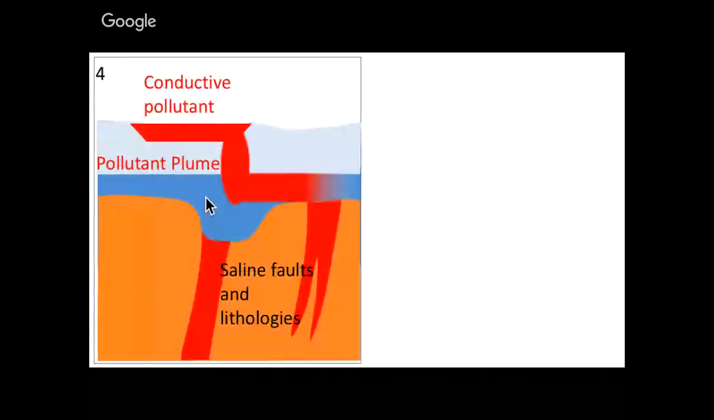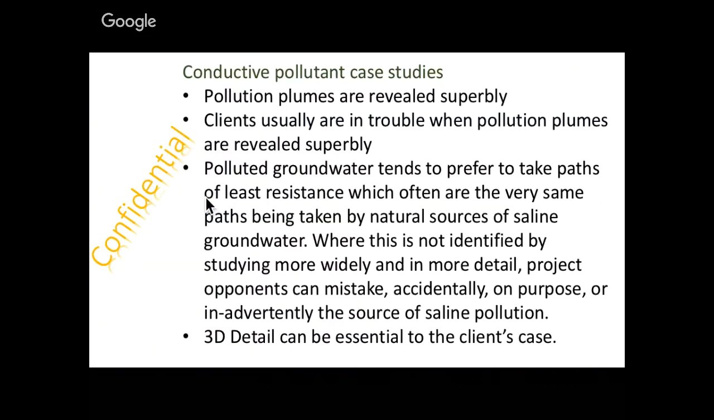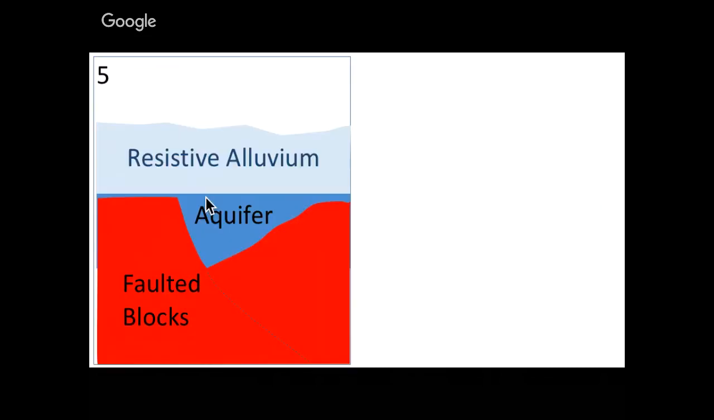All right, conductive pollutants. I get a few of these jobs where we've got to find conductive pollutants. The government's always got pretty strict demands on how much pollutant can flow from something, and it's often very small compared to the natural sources. So again, the detail is really important, because invariably you get saline faults and things that are under a site, and if you don't have them well mapped, then they look like escape of conductive pollutant, when in actual fact they aren't. And of course, those things are normally confidential, so you don't get to know about them.